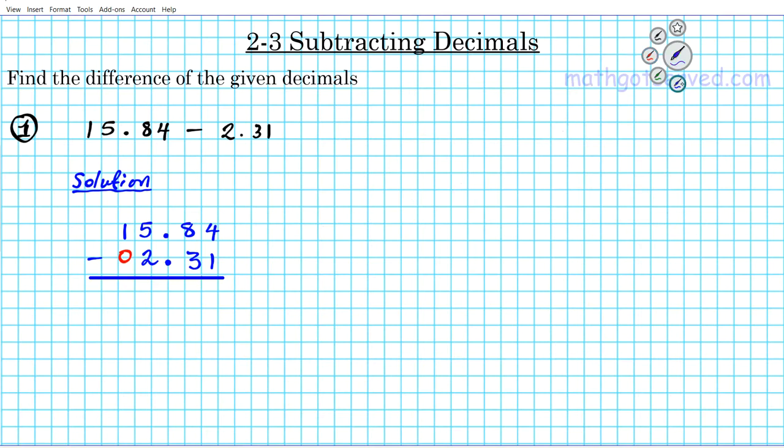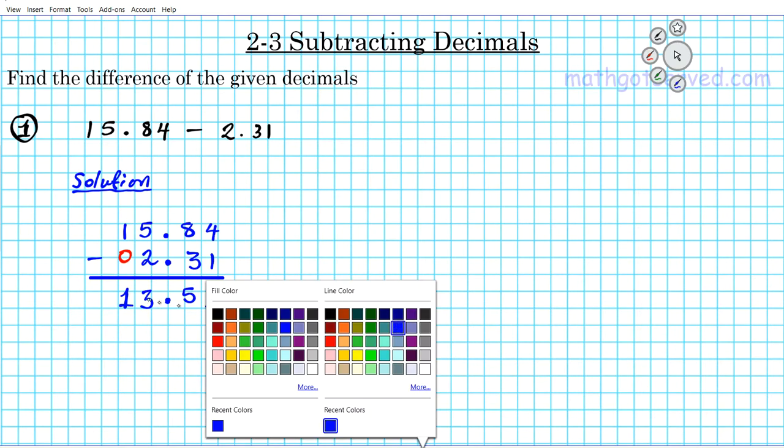Just like addition, you always start from the rightmost digit, the smallest place value, and work your way to the left. So what is 4 minus 1? 4 minus 1 is 3. 8 minus 3 in the tenths place, we have a 5. Bring down your decimal point. 5 minus 2 in the ones place, we have a 3. And then 1 minus 0 in the tens place is 1. So our answer is 13.53 for question number 1.